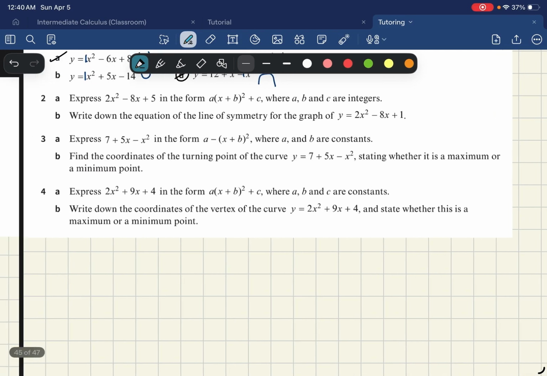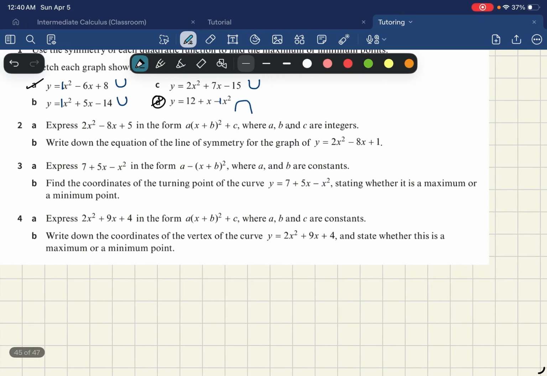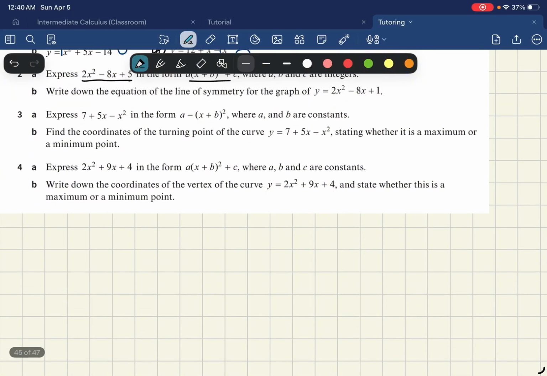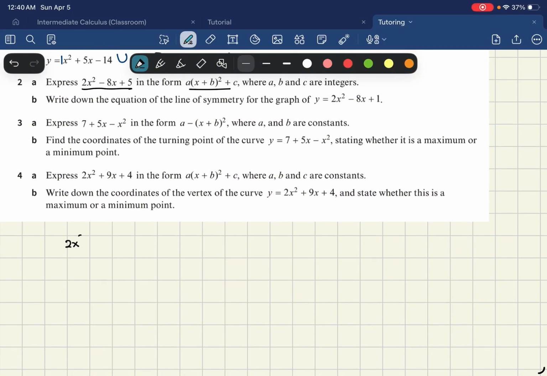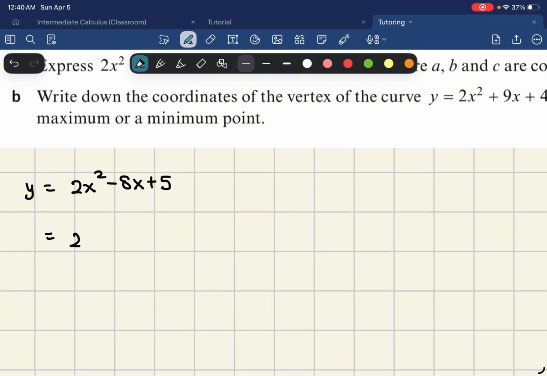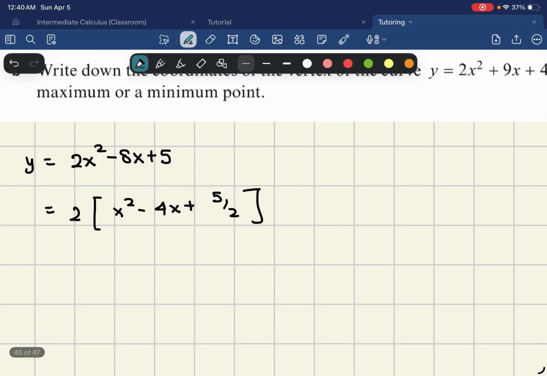It says express this in this form, all right? 2x squared minus 8x plus 5. And how do we express it in this form? Well, you complete the square. If you want to complete the square, you factor out the 2, right? This is something we have discussed. So x squared minus 4x plus 5 over 2. If I factor out the 2, I get this equation.